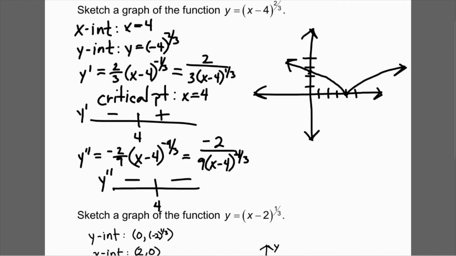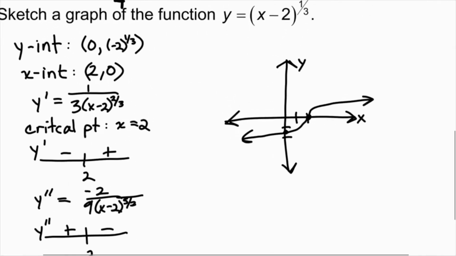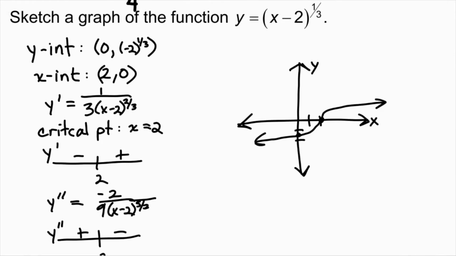All right, for the second one, same idea. This time I went through, I found my y-intercept and my x-intercept. I've got my derivative of 1/3 times (x minus 2) to the negative 2/3 power. Here I've got a critical point when x is 2. With this being a cube root, I kind of know I've got a vertical tangent.